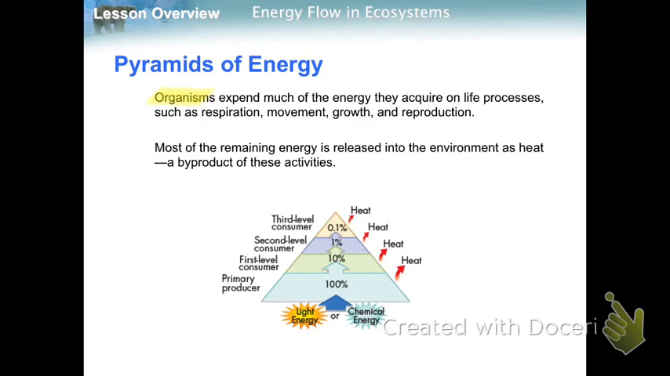Organisms spend much of their energy on life processes such as respiration, movement, growth, and reproduction. The rest of it is lost as heat. So 10% of the energy is transferred to the next level, 90% is lost to the environment as heat. So we have our primary producers, which are the plants, first level consumers, second level consumers, and third level consumers.